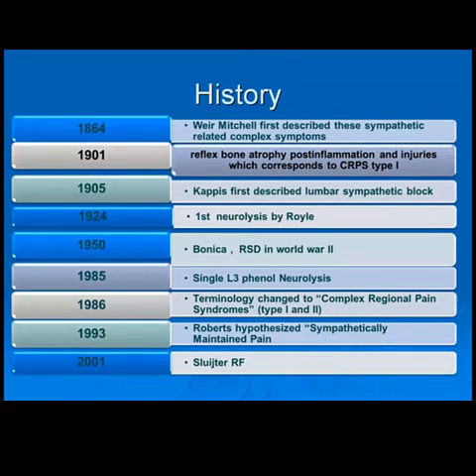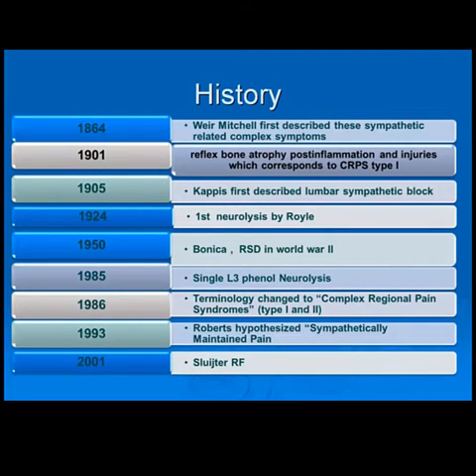From the history, we'll start in 1864, where Mitchell was the first to describe the sympathetic related complex symptoms. And they had a good prognostic value, and a good observational value, when they said that people who had an injury in one of the limbs could have a good outcome if the sympathetic system is involved in this pain. And this was in 1864.